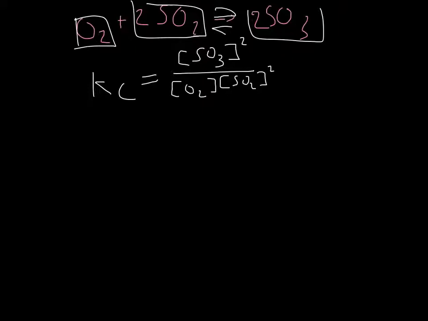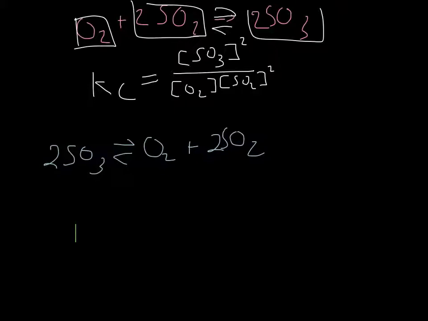Well, what if we wanted to reverse this equilibrium? We can also write it as 2SO3 turns into O2 plus 2SO2. And so what would our new expression be? We're going to call this K prime C, just so we can tell the difference between it and this one. We don't want to get confused.